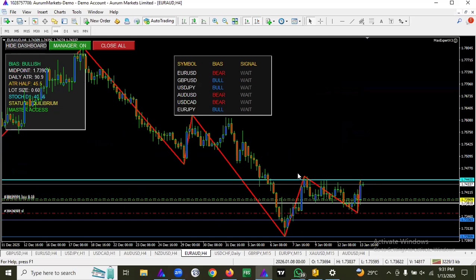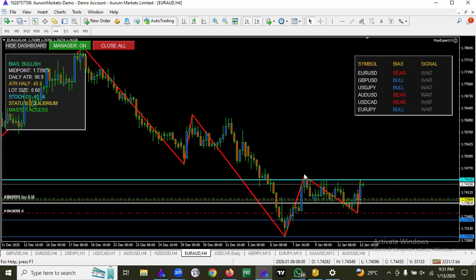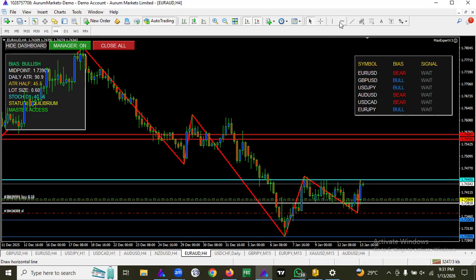I believe they're going to sweep this high here. And most likely they might want to come and revisit this fair value gap. That's my expectation on euro, Australian dollar. They might want to come and visit this gap again. This would be my first target.